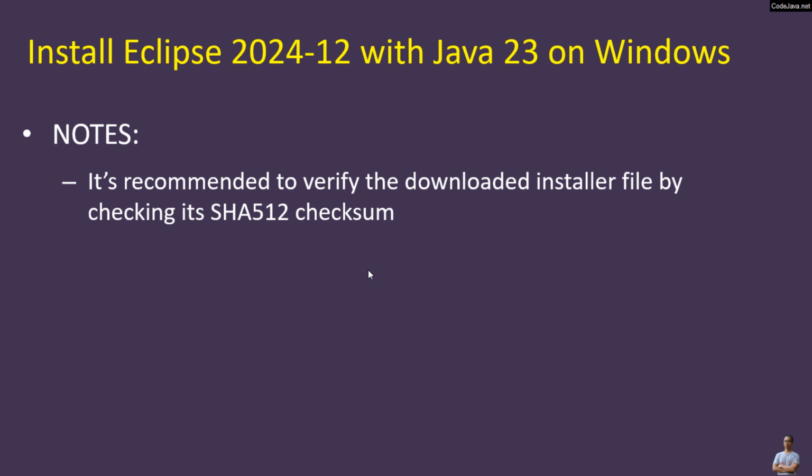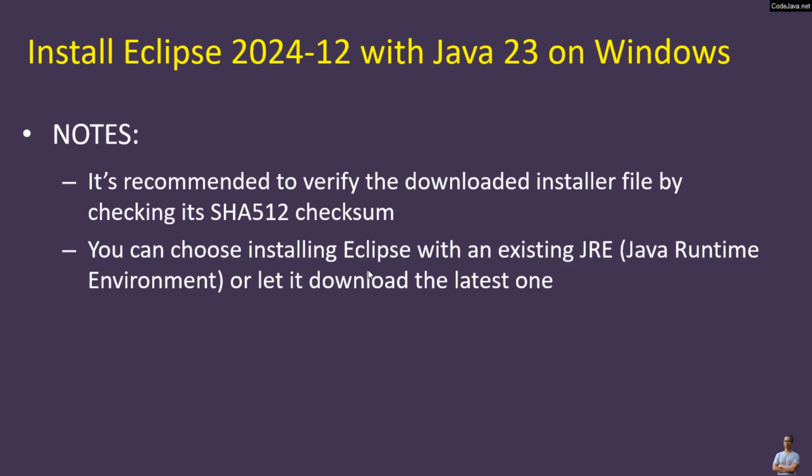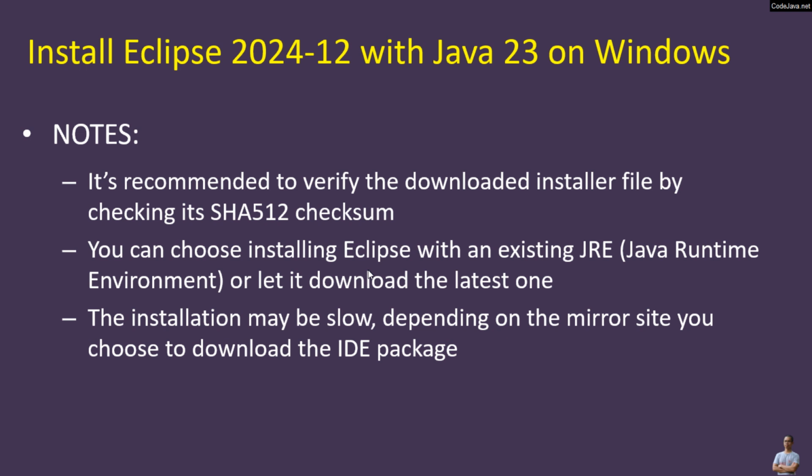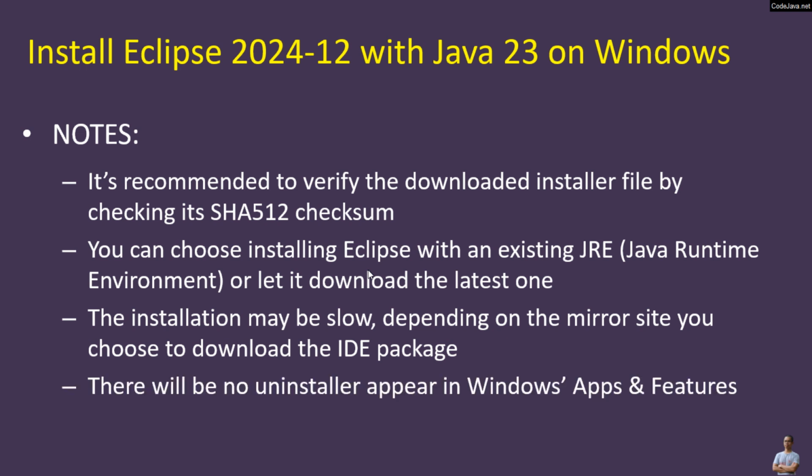Note that it's recommended to verify the downloaded installer file by checking its checksum, and you can choose installing Eclipse with an existing JRE or Java runtime environment, or let it download the latest one. And the installation may be slow, depending on the mirror site you choose to download the IDE package. And there will be no uninstaller appear in Windows apps and features. That means you need to manually uninstall Eclipse IDE.